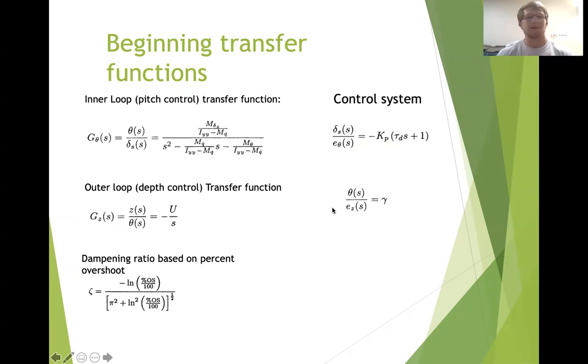Or Cheyenne, my bad. All right, so the transfer functions that we're going to be focusing on the most here are going to be the inner loop transfer function, that is the pitch control, and then the outer loop transfer function, which is depth control here. We did get these transfer functions from some of the resources that we were looking at, so we're still building off of that a little bit. One thing that's important to recognize is that the inner loop operates much faster than the outer loop, and that both of these transfer functions are error state transfer functions.